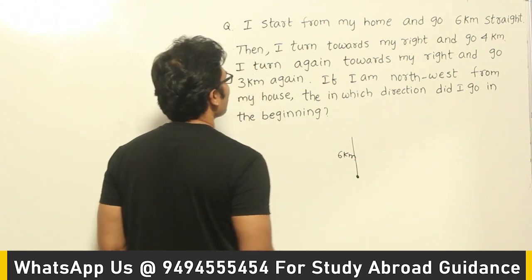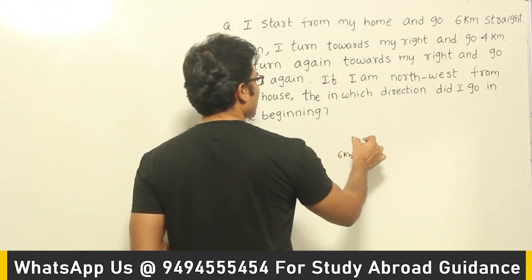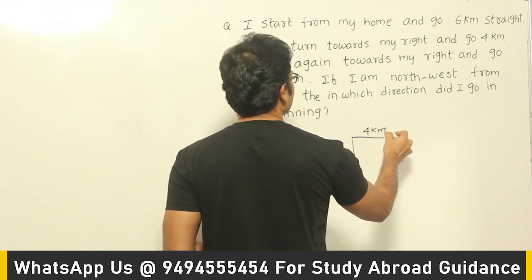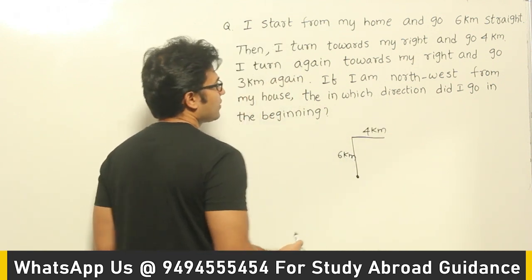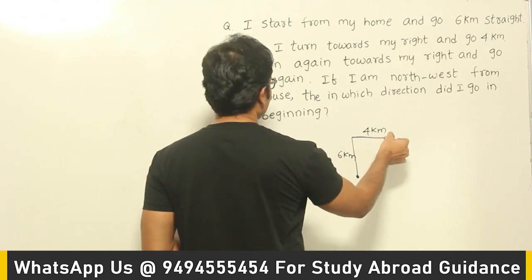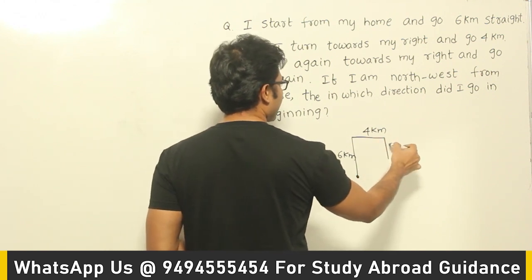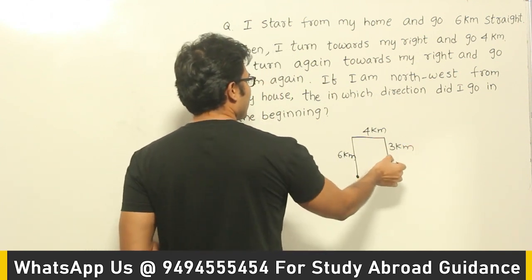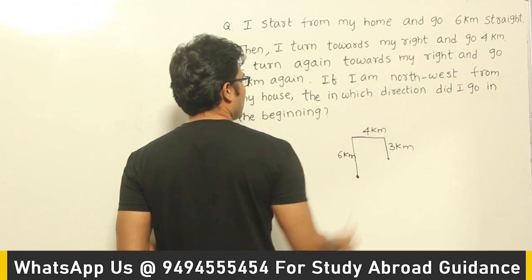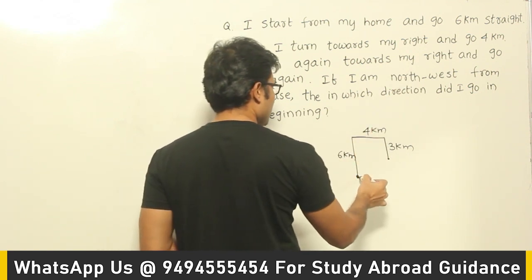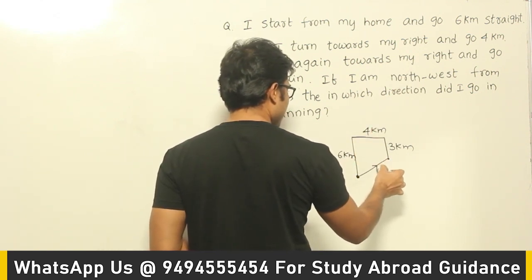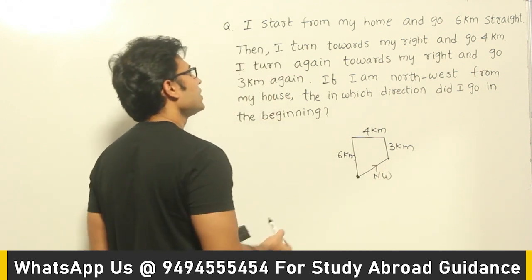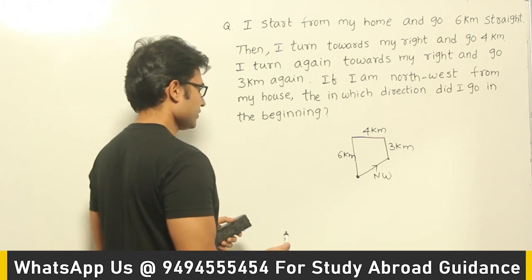Okay, and then after this he turns right, which means from here let us say he is turning right and he is going for 4 kilometers, and after this again he is going to turn right and going for 3 kilometers. Now if I am northwest from my house, which means from the house, if we join this, the direction he is saying is northwest. If I am northwest from the house, then in which direction did I go in the beginning?